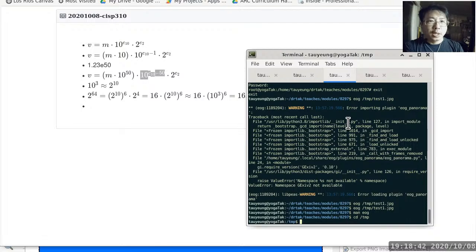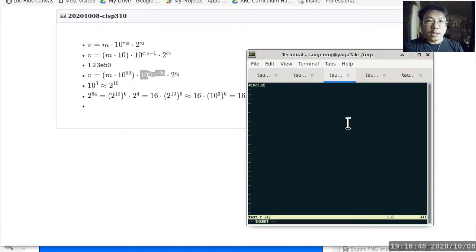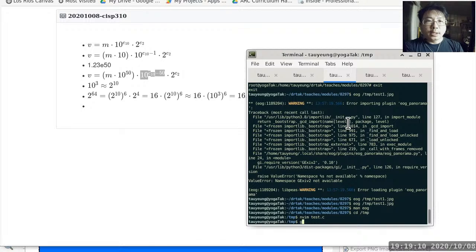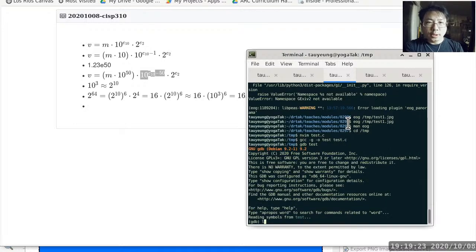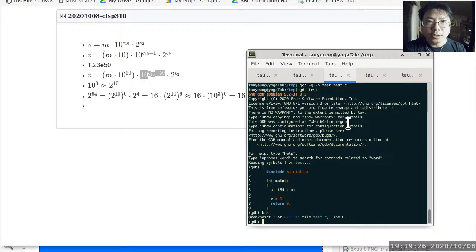I'm not 100% sure. But what we'll do is write a simple test program: #include <stdint.h> and int main. The idea is I just need int64_t x, x equals 0. Return 0. Okay, kind of the same program that I showed maybe a week ago. Then gcc -g -o test test.c. This compiles the program, then gdb test. So now the program is over here. List the program, put a breakpoint on line 8, and we are done.